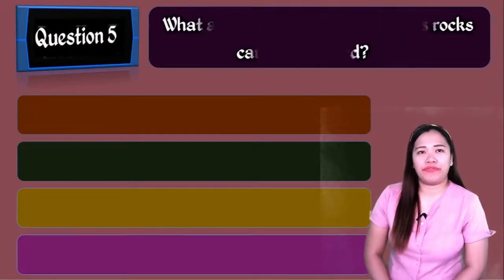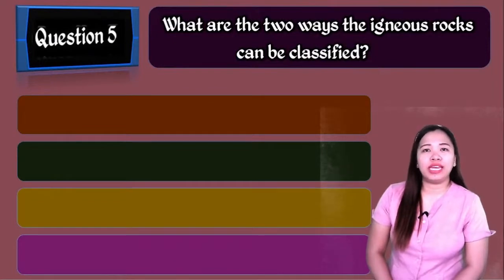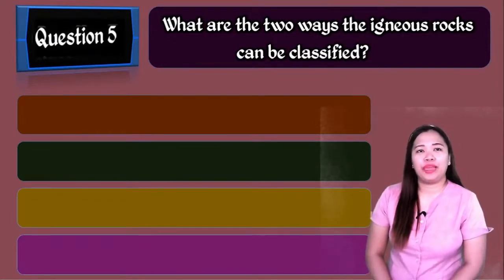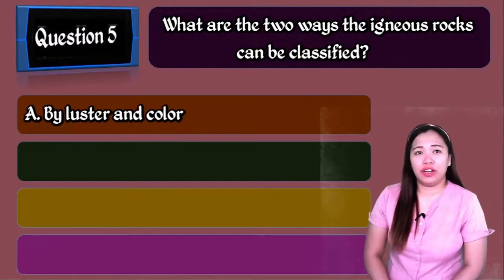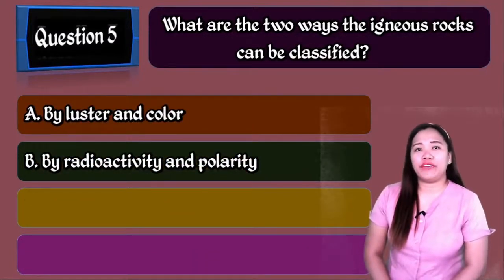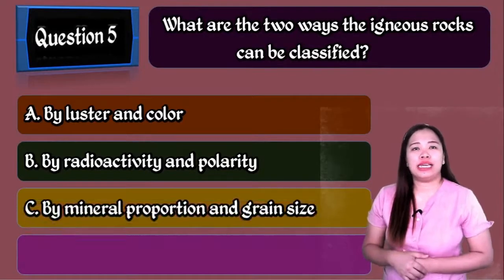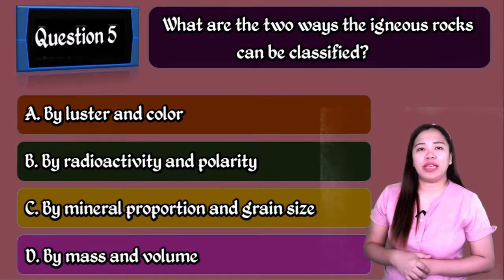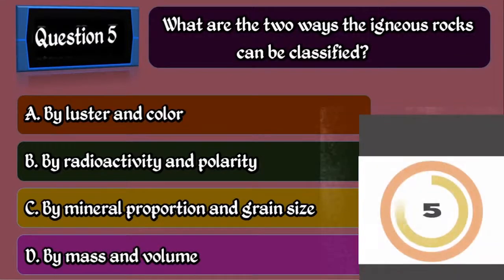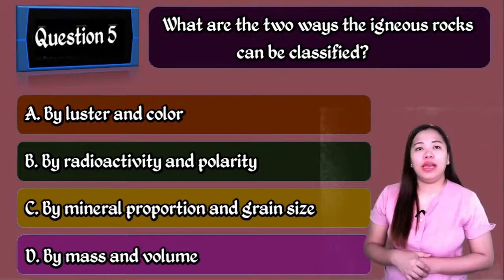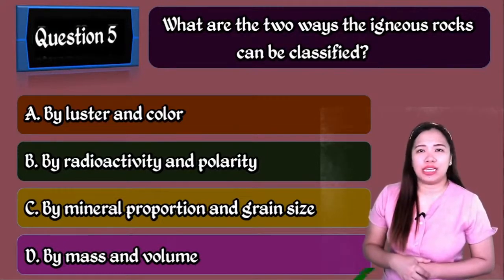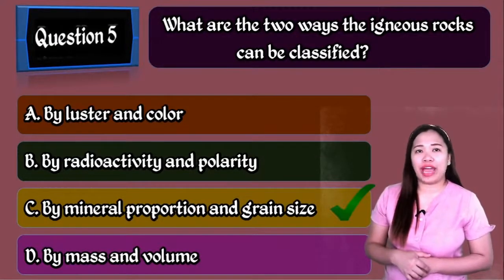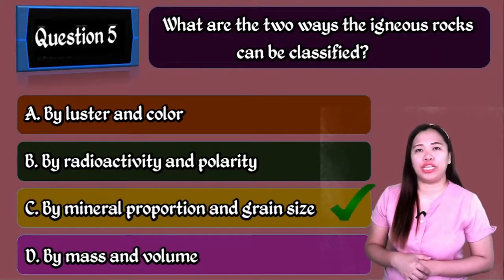Question number 5. What are the two ways the igneous rocks can be classified? A. By luster and color. B. By radioactivity and polarity. C. By mineral proportion and grain size. D. By mass and volume. The correct answer is letter C. Igneous rocks can be classified according to their mineral proportion and grain size.